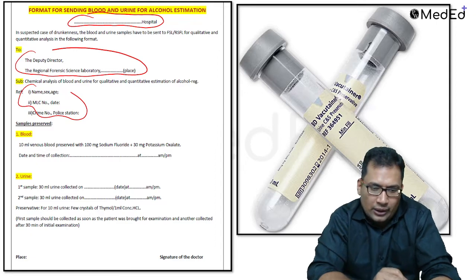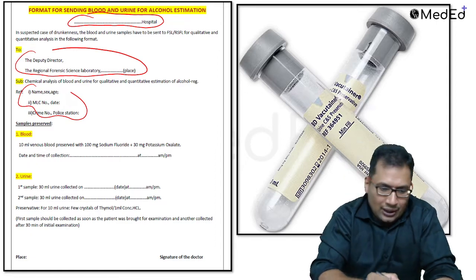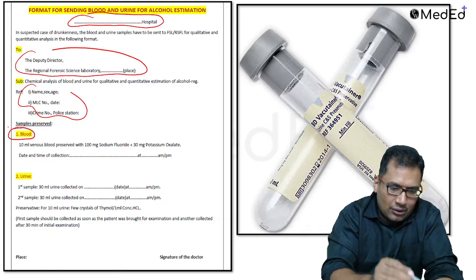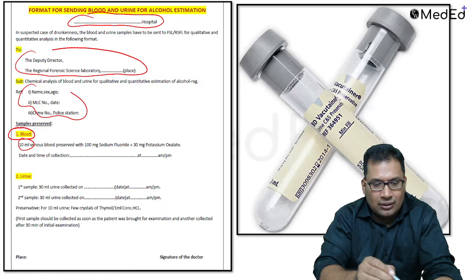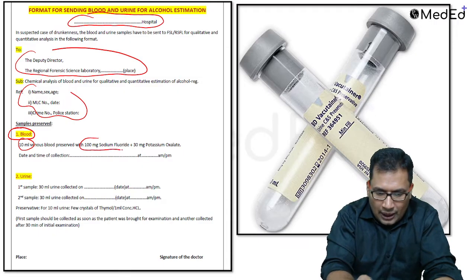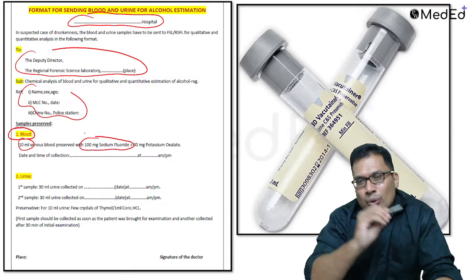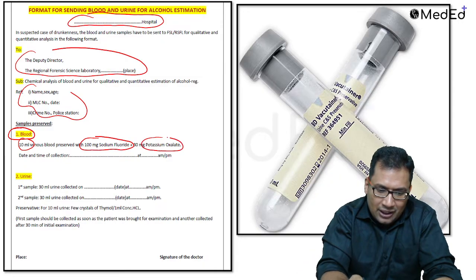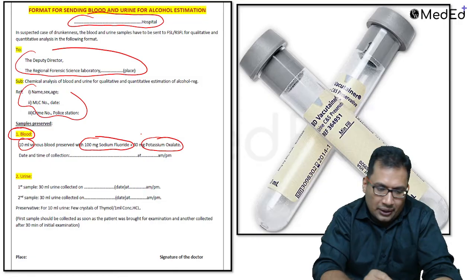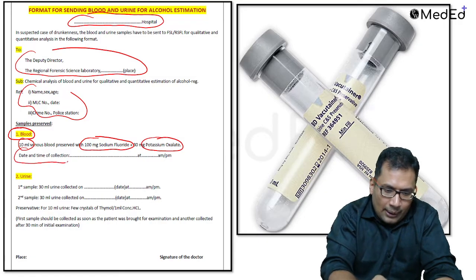What are the samples to be collected? One is the blood sample. How much blood? 10 ml of venous blood, in 100 milligram of sodium fluoride. Sodium fluoride inhibits the enolase enzyme, and potassium oxalate is an anticoagulant. Date and time of collection.